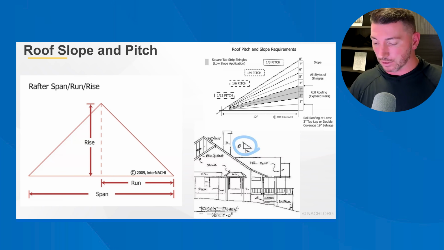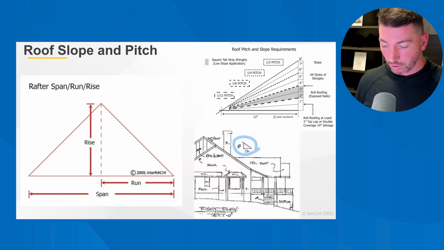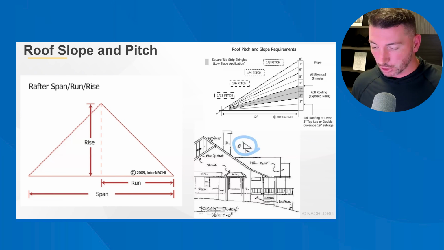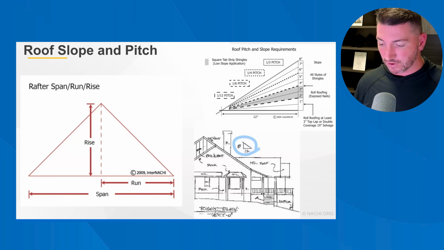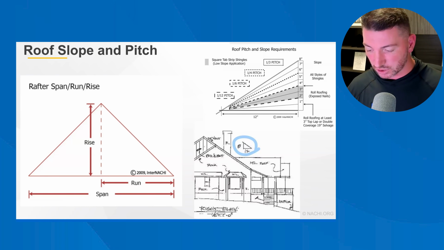The vertical leg of the triangle is called the rise, which is the distance the roof rafter or board extends upward above the wall's top plate. Slope is the incline of the roof expressed as the ratio of the vertical rise to the horizontal run, where the run is some portion of the span. This ratio is always expressed as inches per foot. So, a roof that rises 4 inches for every 1 foot, or 4 inches for every 12 inches of run, is said to have a 4 in 12 slope. If the rise is 6 inches for every 12 inches of run, the roof slope is 6 in 12.